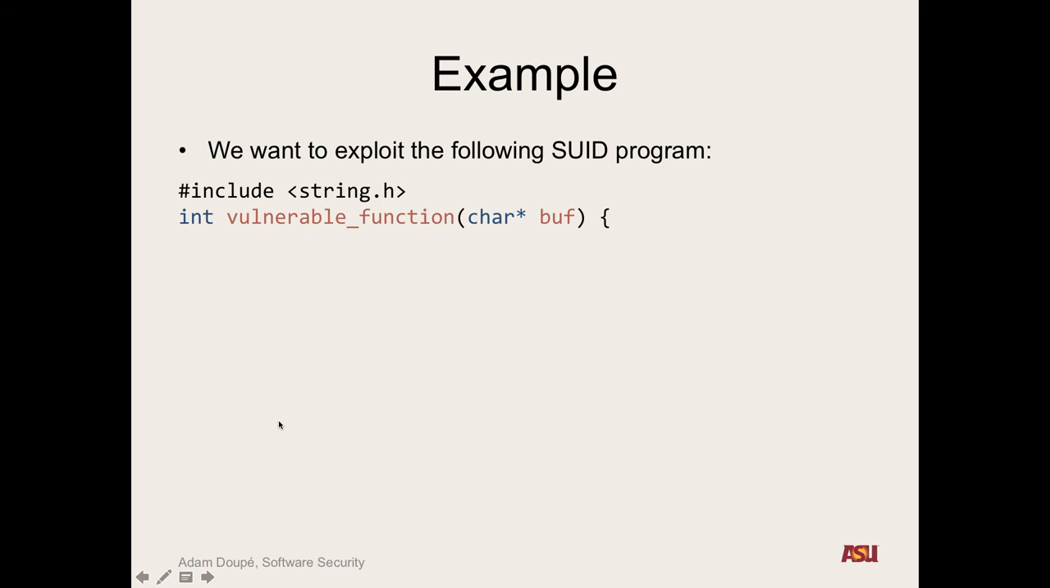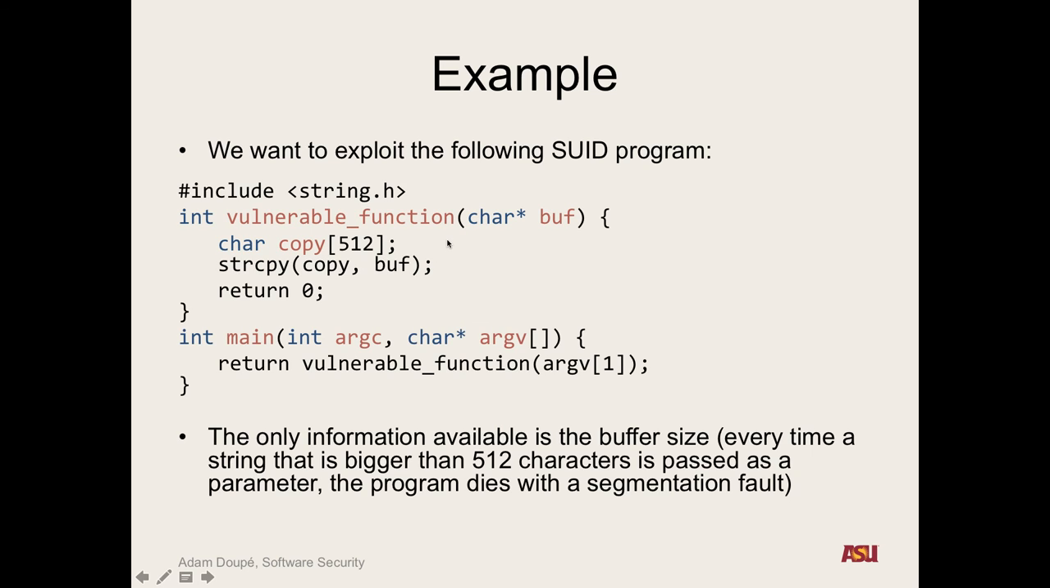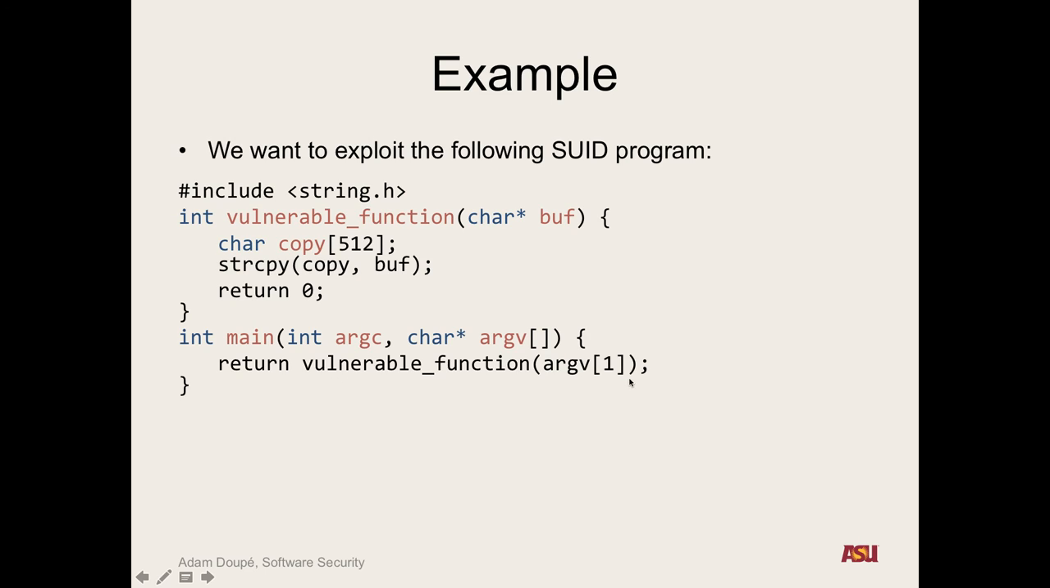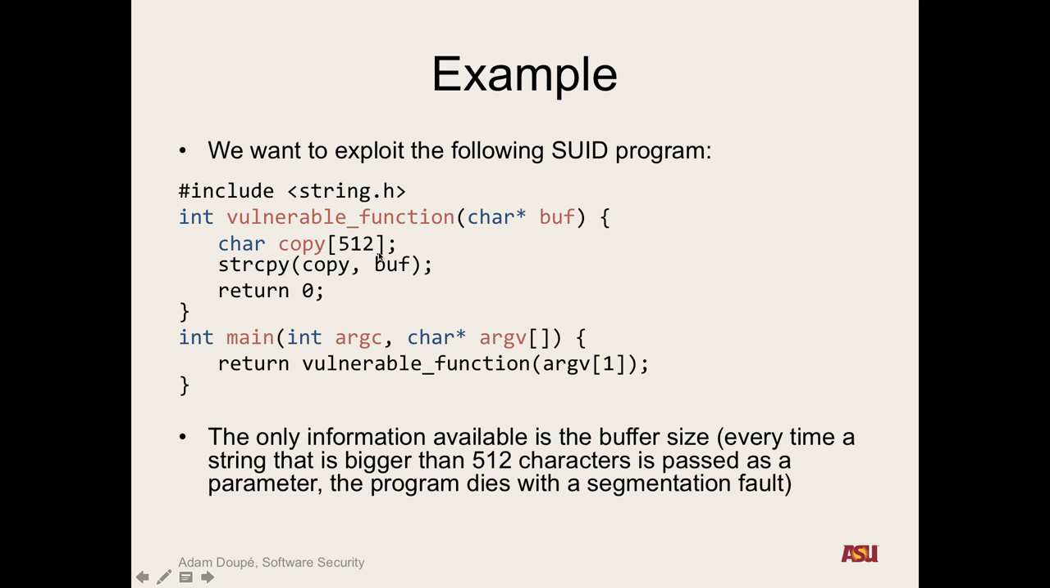Okay, we want to exploit the following program. This is a simple vulnerable function that we're calling. We're passing in argv1. Who controls argv1? The user, us. We're copying that into copy, a buffer allocated on the stack that's only 512 bytes. All we really know is that anytime a string bigger than 512 characters is passed, we get a seg fault.